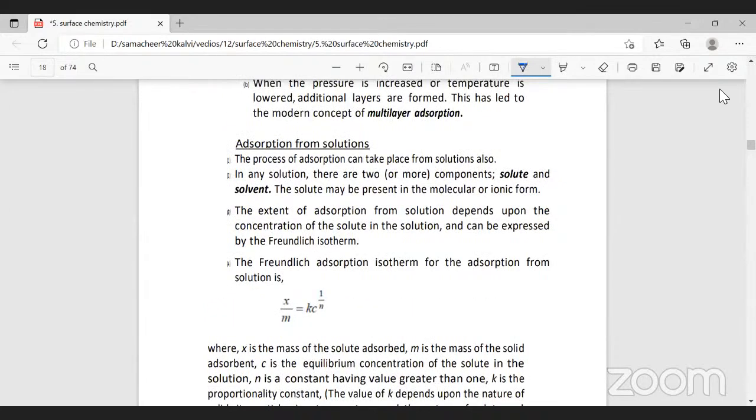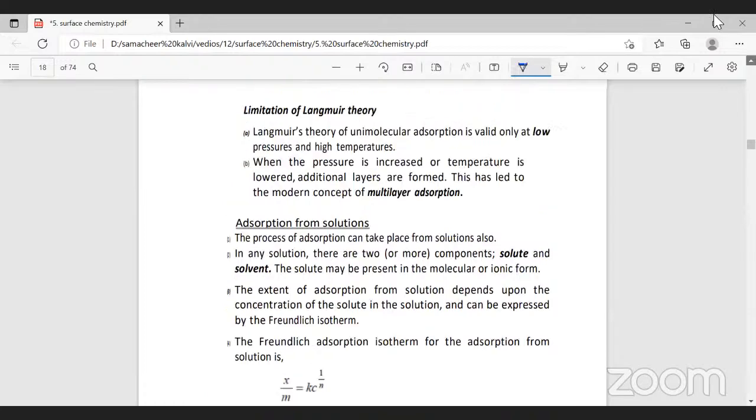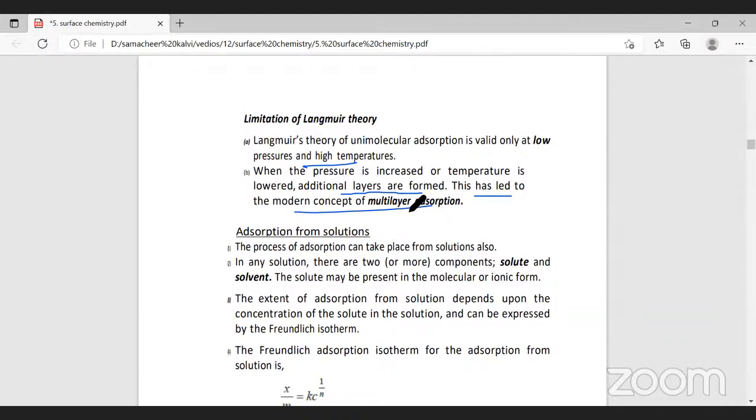Before adsorption from solution, a limitation of Langmuir's adsorption: the Langmuir theory of unimolecular adsorption is valid only at low pressure and high temperature. When the pressure is increased or temperature is lowered, additional layers are formed. This has led to the modern concept of multi-layer adsorption.